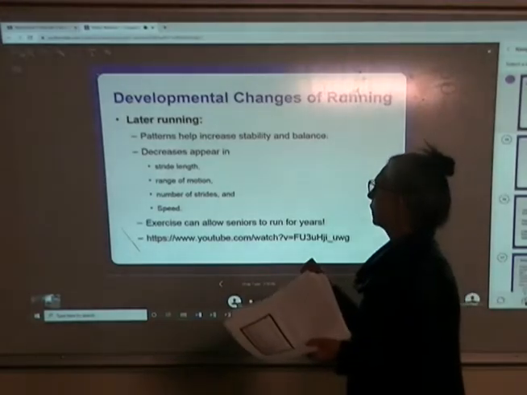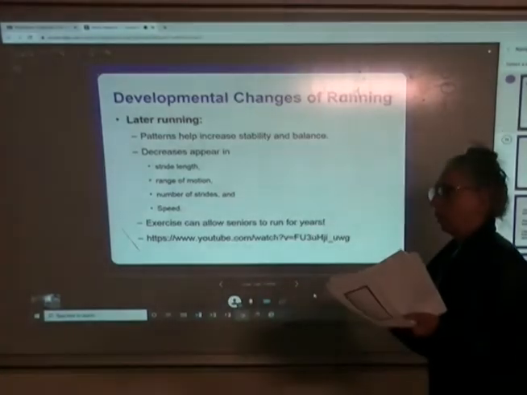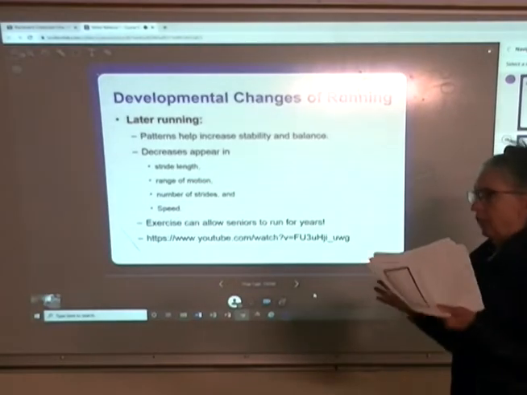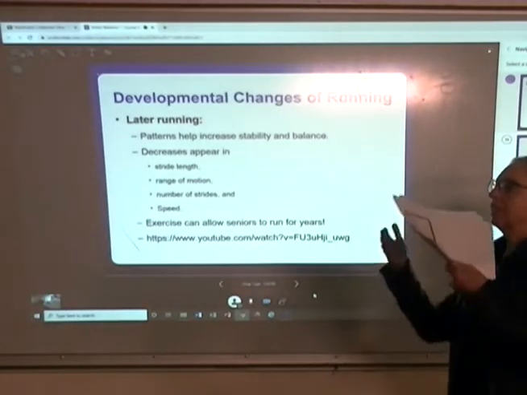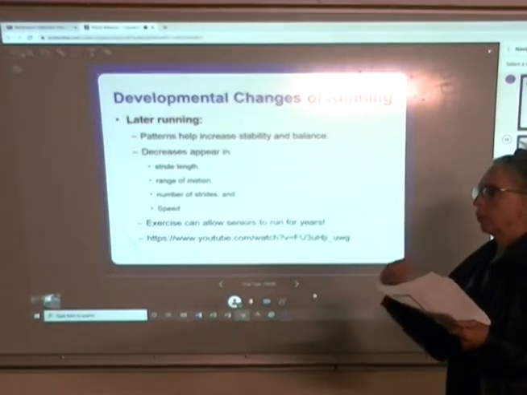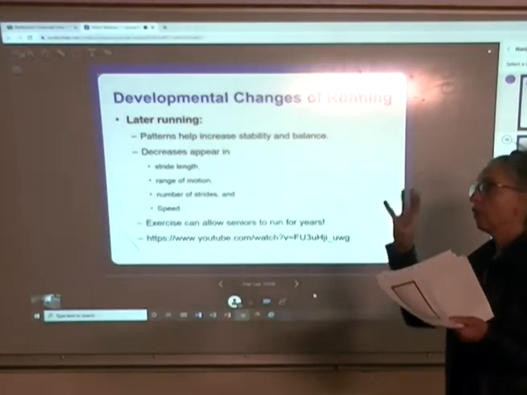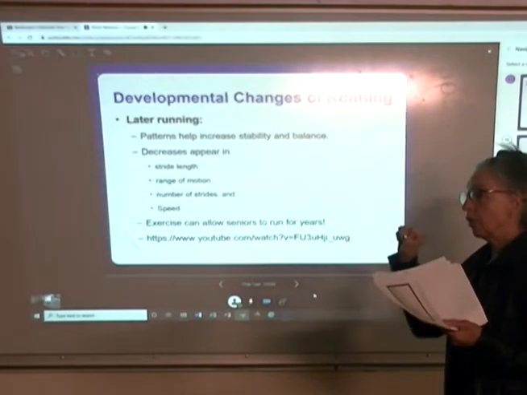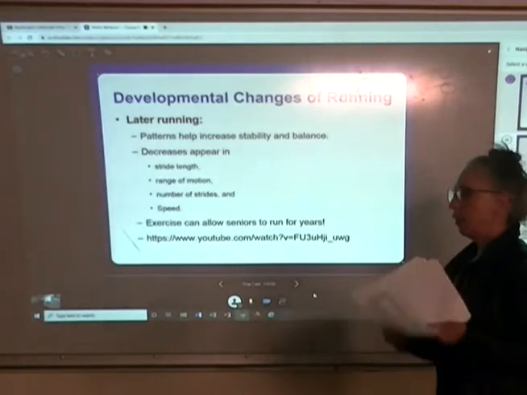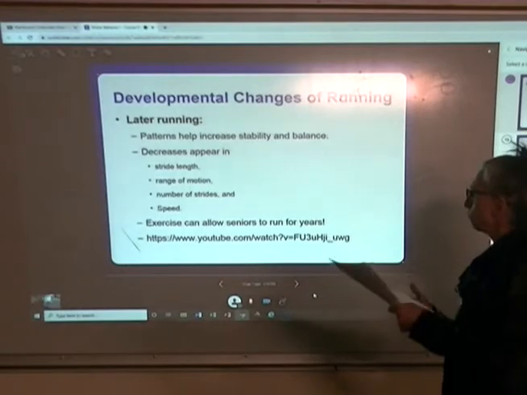So we see a decrease in stride length again in older adults. We see less rotation in the trunk. And we see slower speeds because they're not applying so much force. Part of that is because as we get older, we lose the fast contracting muscle fibers. So I automatically get slower, even if I'm being physically active every day, right?